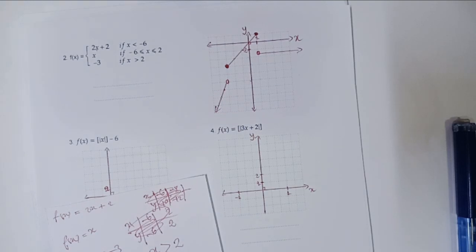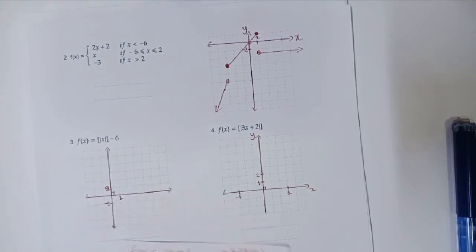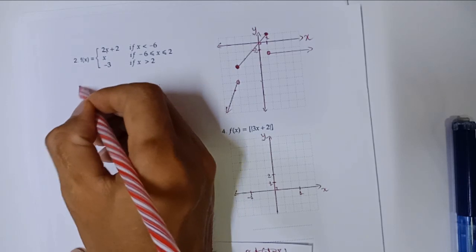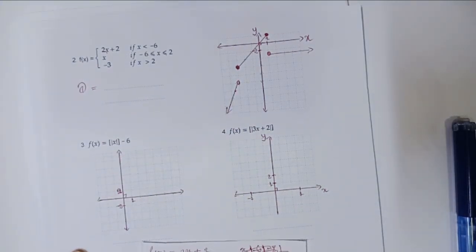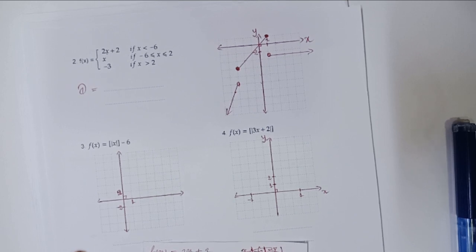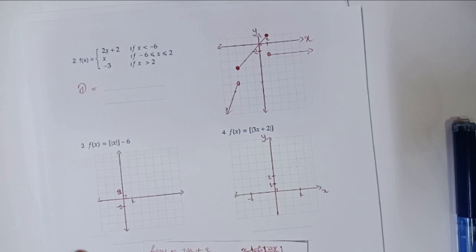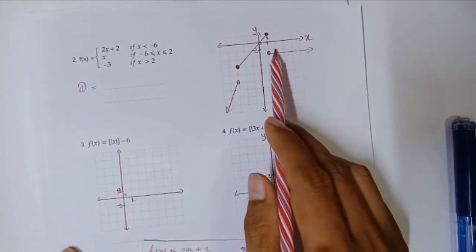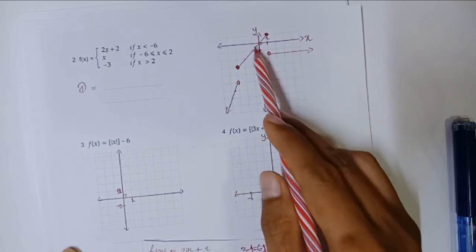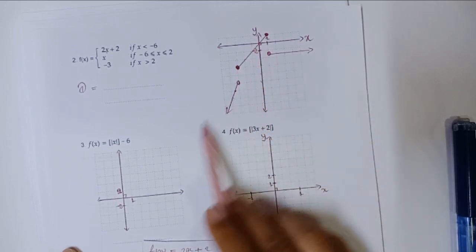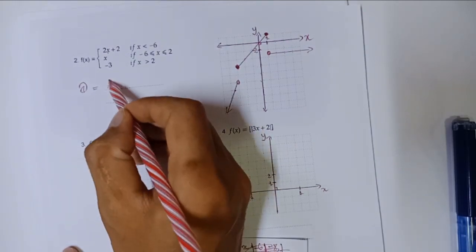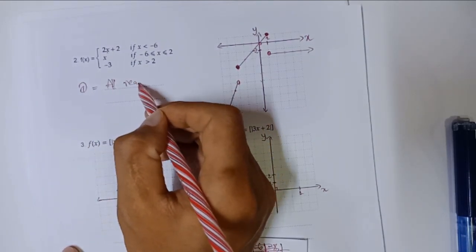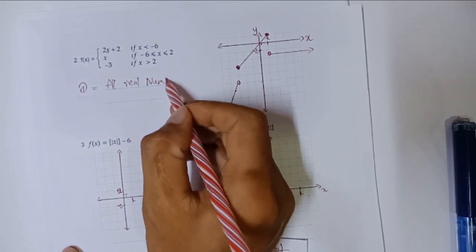Okay, now when we grab that, let's identify domain and range. Let's get the domain first. For the domain, which is on the x section, it seems like the domain extends in all directions, to the positive and to the negative. Negative and positive. So therefore the domain is all real numbers.